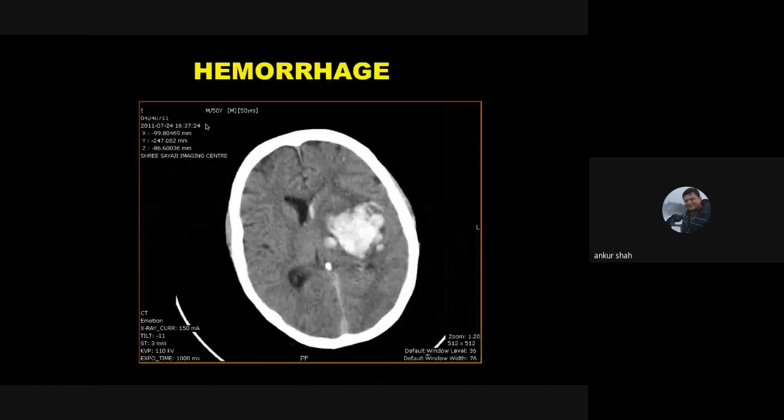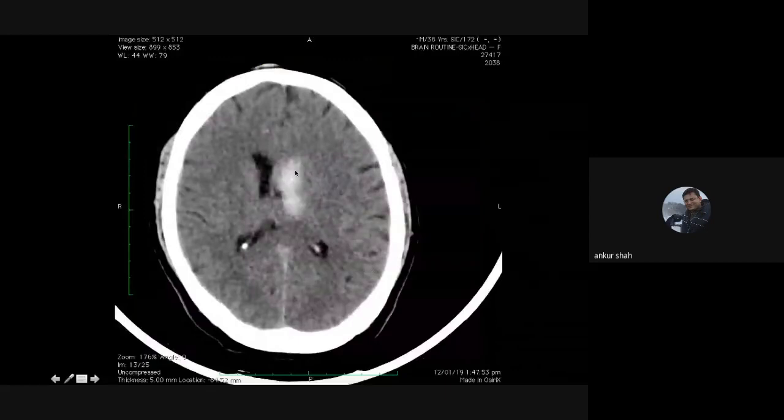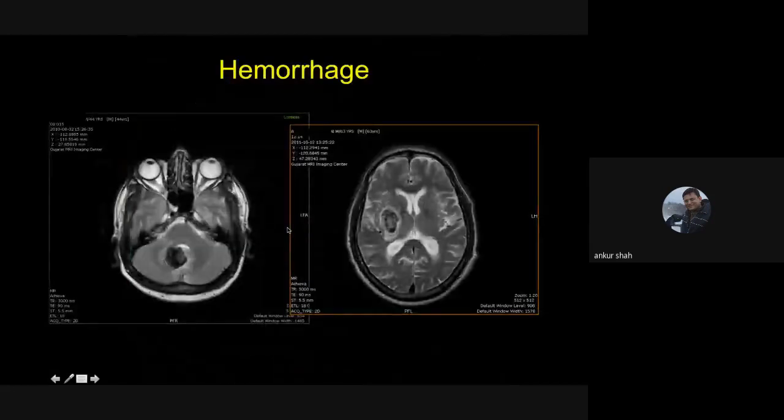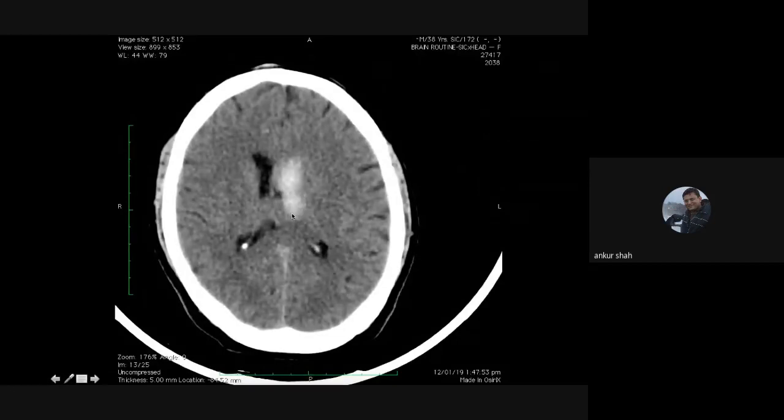Coming to the hemorrhage, as I said, infarct appears hypodense, hemorrhage appears hyperdense. So this is the hemorrhage in the left basal ganglia and thalamic region extending to the left temporal lobe. Here, there is a focal hemorrhage which is extending into the ventricular system. This is an intraventricular and intraparenchymal hemorrhage. So CT scan shows hemorrhage immediately. It is not like infarct. Infarct is seen almost after 24 hours. Hemorrhage will be seen immediately as soon as it occurs.